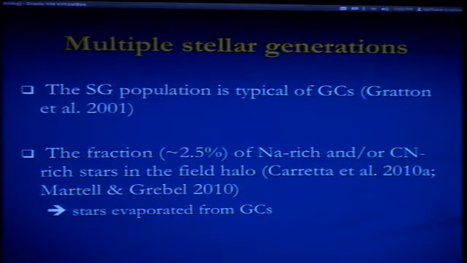How may multiple stellar generations help? Well, in different ways, but the first one is this one. The second generation population is typical of globular clusters. In globular clusters, 70% of the stars belong to the second generation. If you look at the halo, you find that only a small fraction, 2.5% of the stars, are sodium-rich and CN-rich. Let us assume now that these stars formed in globular clusters, as the second generation of globular clusters, and then evaporated from the globular cluster. And this is the reason for this object.